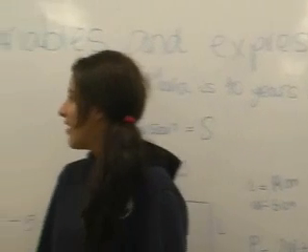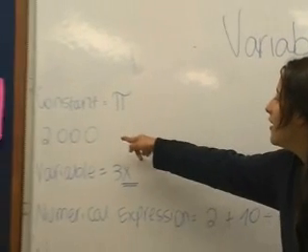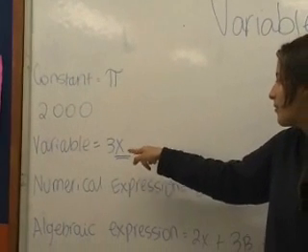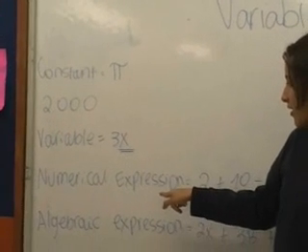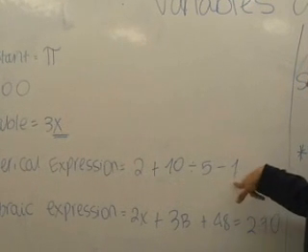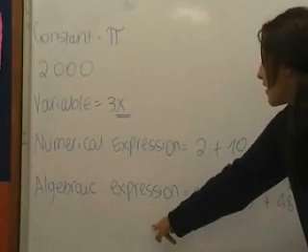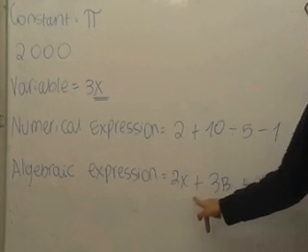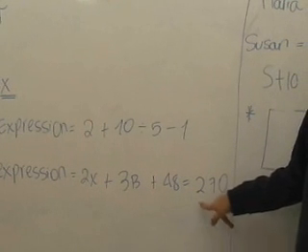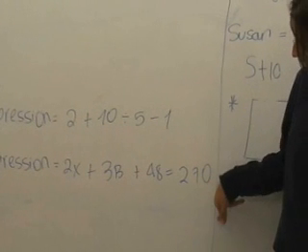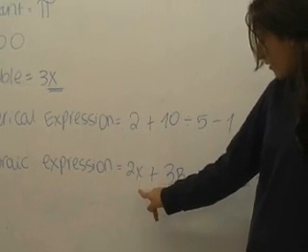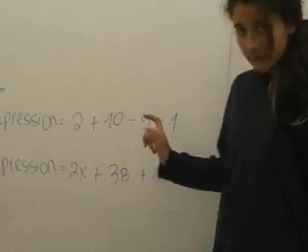Some examples: a constant will be pi, or 2000. A variable will be 3x, and the variable will be x. A numerical expression will be 2 plus 10 divided by 5 minus 1. An algebraic expression will be 2x plus 3b plus 48 equal 270. Why? Because it contains variables that are x and b.